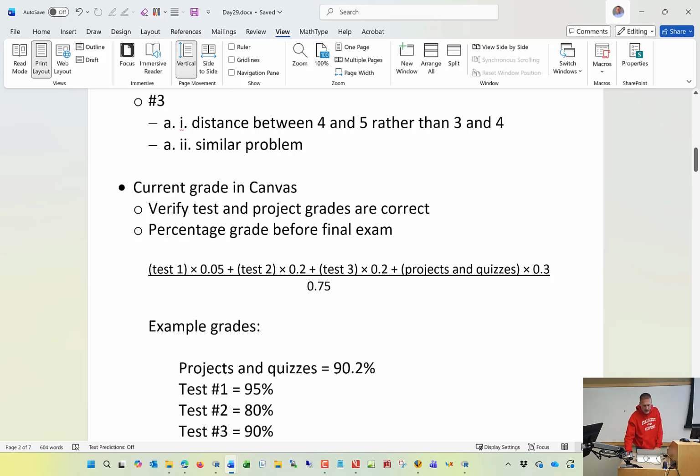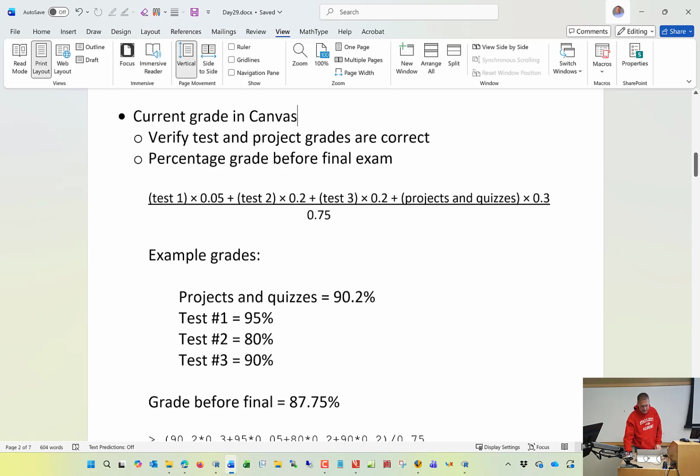Okay, so right now, your current grade in Canvas. All your grades should be there. Because of limitations in Canvas, it's not necessarily organized the best. I admit that. But you should see everything for project 1, 2, 3, the quizzes and stuff like that. In there, I also have what's your current grade right now.